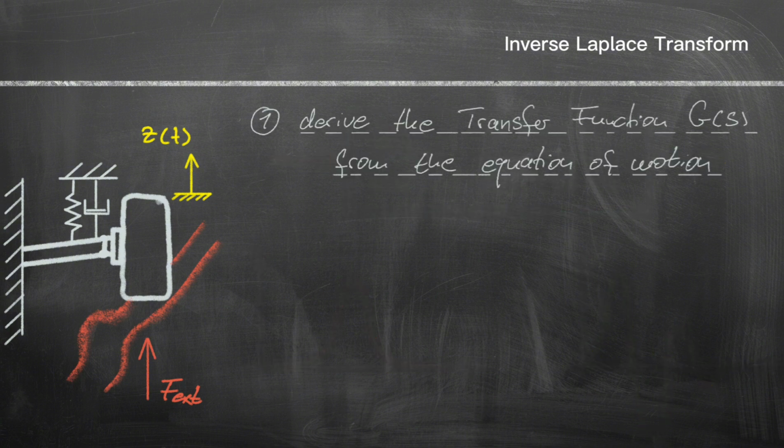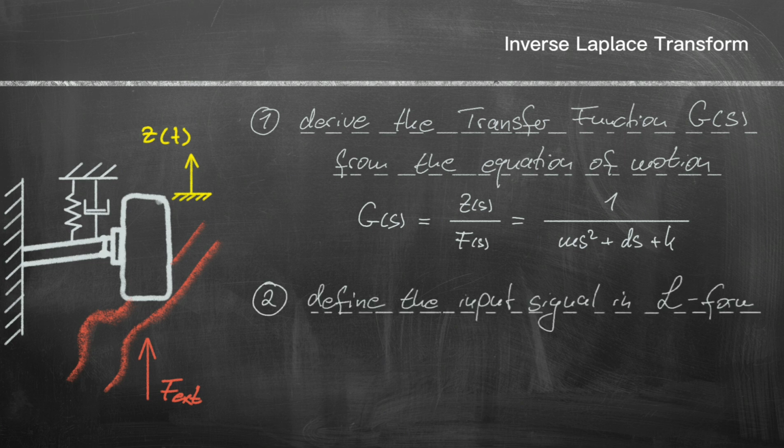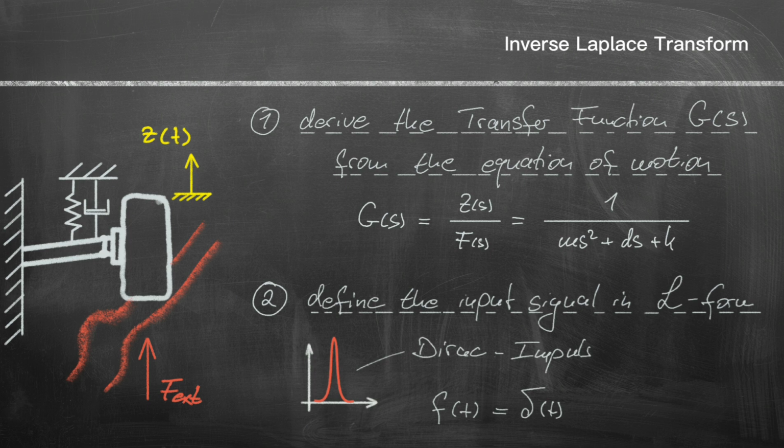First, we derive the transfer function G(s) from the equation of motion, which is G(s) = Z(s) / F(s) = 1 / (ms² + ds + k). Second, we define the input signal in Laplace form. In our case, it's a perfect unit impulse, a Dirac impulse, delta(t), and Laplace transformed. According to the standard Laplace table, the input signal in Laplace form is simply 1.